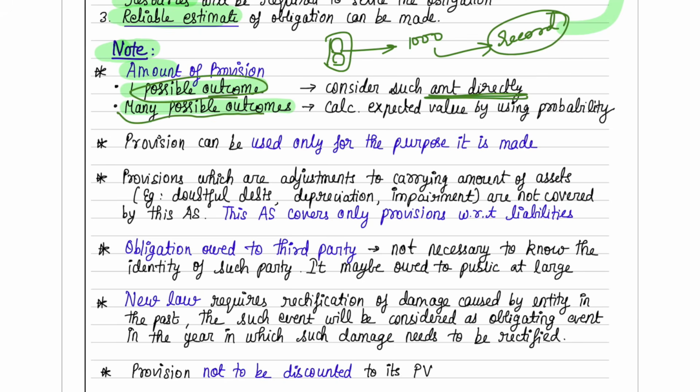But if there are many possible outcomes that you don't know, then suppose there is a legal case on you, and you think maybe you will lose the case, and then there are a lot of possibilities of how much amount you will have to pay. So if there are many possible outcomes and you don't know exactly the nearest estimate, or even management is doubtful about which one we will have to pay, they don't know. In that case, you use something known as expected value method using probability.